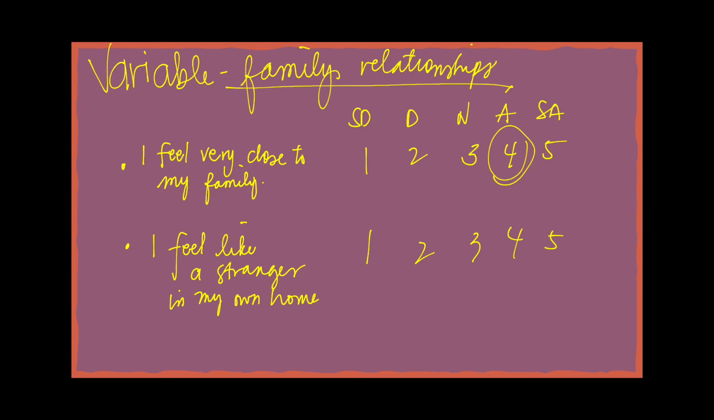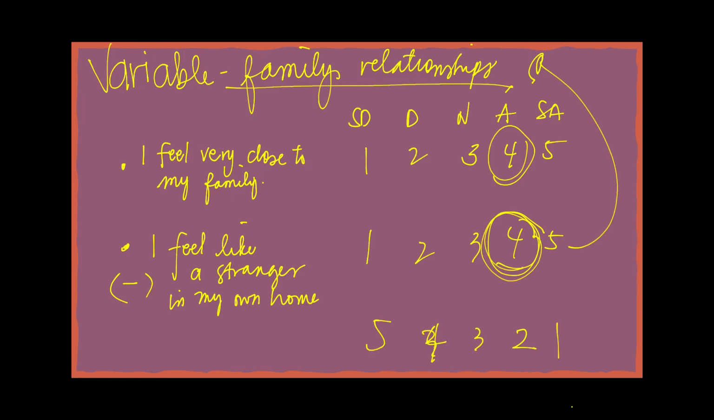But when you see the second, I feel like a stranger in my own home, this is a negatively stated statement. So when they answer 4 here, it means that it's not good in terms of family relationship. So instead of 4, the actual score that you will encode is 2. Their answer is 4, but the actual scoring should have been 4, 3, 2, 1.